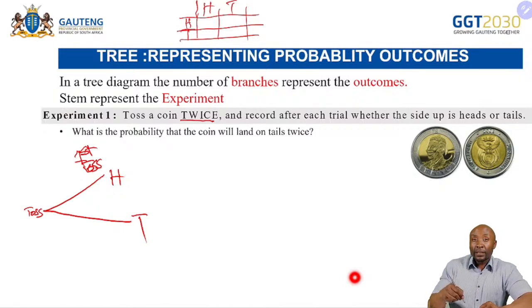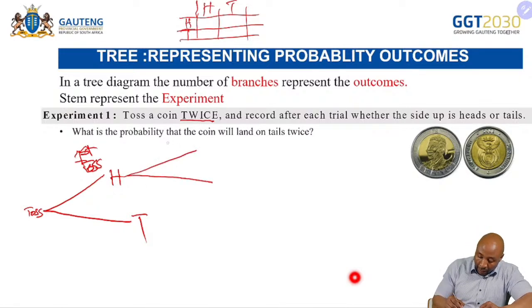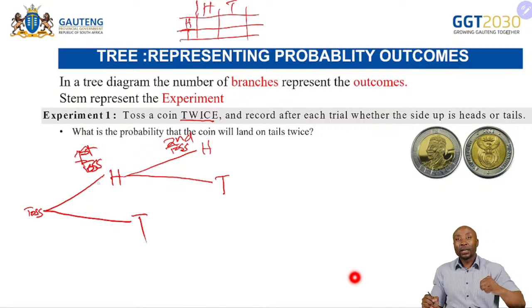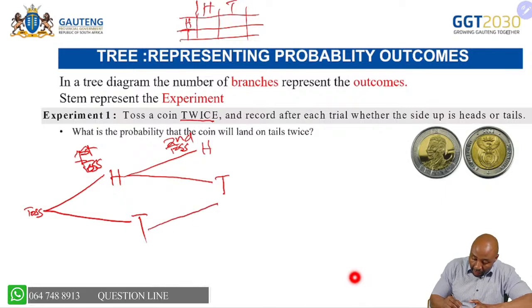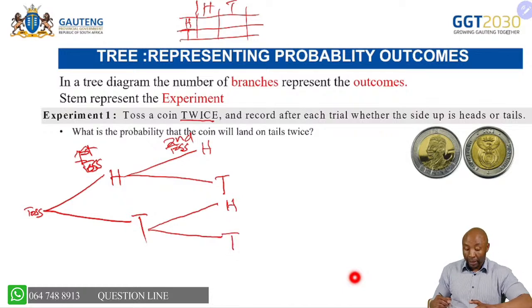If my first outcome is a head, I will make a second toss. I will record the second toss. I can still get a head or I can still get tails after I got my first outcome as a head. Please check, I'm moving one branch at a time and I deal with it. I finish, then I move to the other one. If my first outcome was tails, I can still get the second outcome as a head or I can get it as tails when I do the second toss.